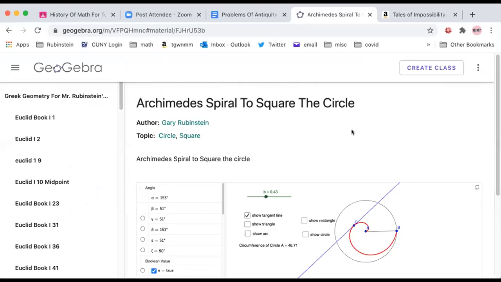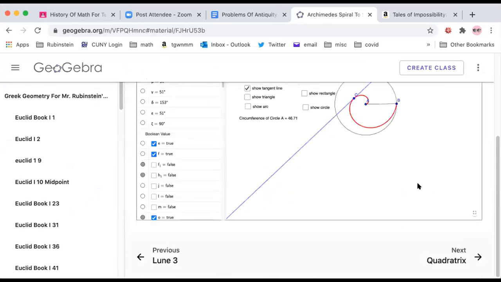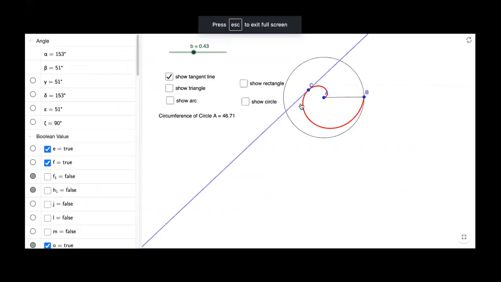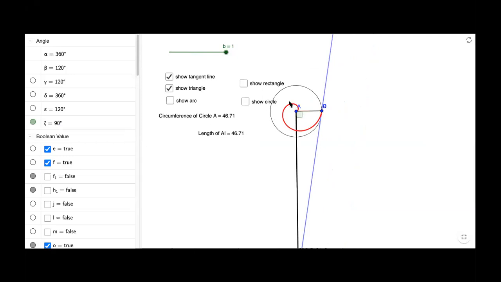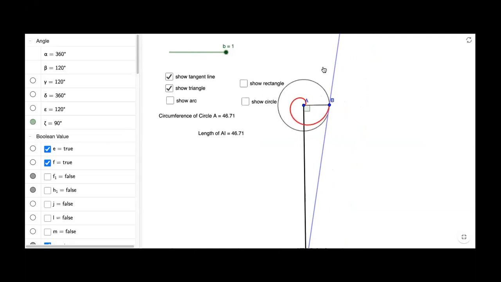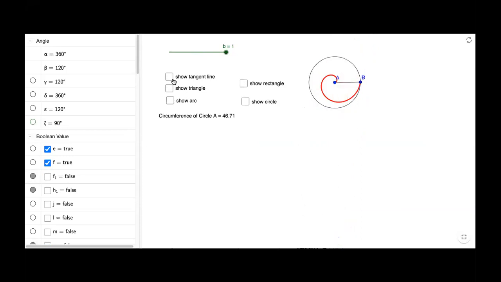Okay. Here was the Archimedes spiral to square the circle page. If I go full screen on that. Remember what I did before? I moved it all the way to the end. Show triangle. Let's shrink that a little bit. Show arc. In this case, the arc is the whole thing. Here's the rectangle. Here's the circle. Same area. You can mess around on these pictures.